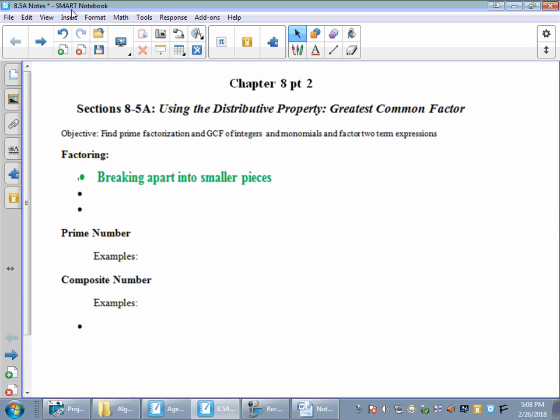What is factoring, you say? Well, factoring is taking a polynomial and breaking it apart into smaller pieces. You could also look at factoring as the opposite of the distributive property, or as the opposite of what we did the last couple of sections. That, of course, means that all of your answers for factoring should include some sort of parentheses.